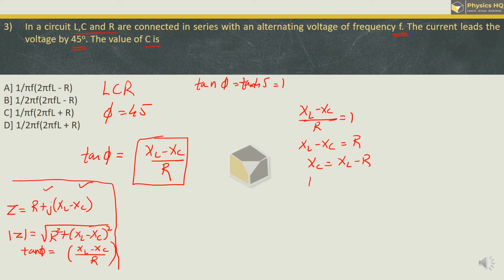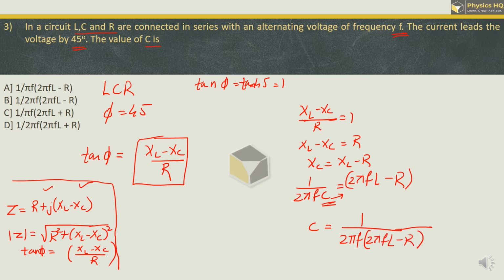Now XC can be written as 1 upon 2 pi FC. XL is written as 2 pi FL minus R. Now we want capacitance on one side and we'll put the remaining things on the other side. So C will be equal to, let us take this on the other side on the numerator, what we'll be left with is 1 upon 2 pi F in the denominator, and this entire part will come down in the denominator, and this will be 2 pi FL minus R. So the correct option over here is option B.